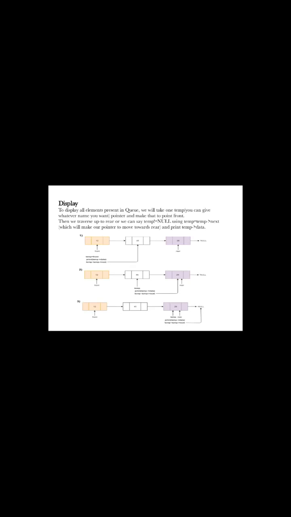Display. To display all elements present in queue, we will take one temp. You can give whatever name you want to the pointer and make it point to front. Then we traverse up to rear, or we can say until temp equal to null. Using temp next we will move our pointer towards rear and print temp's data. Display the elements of queue.